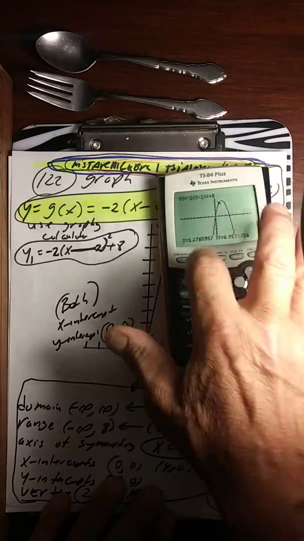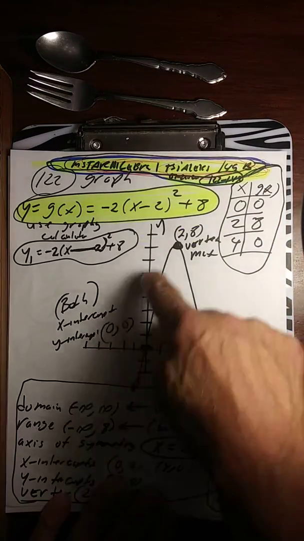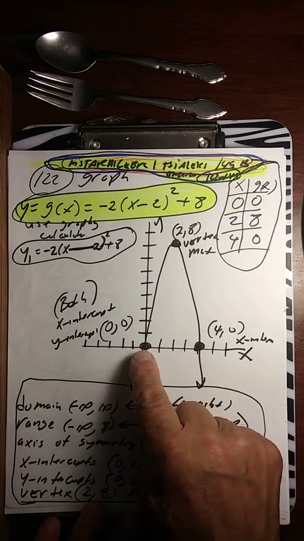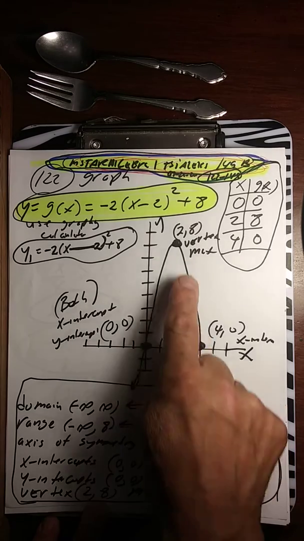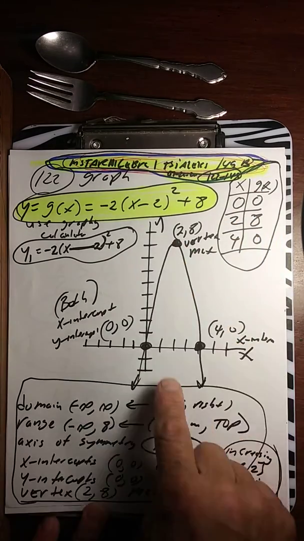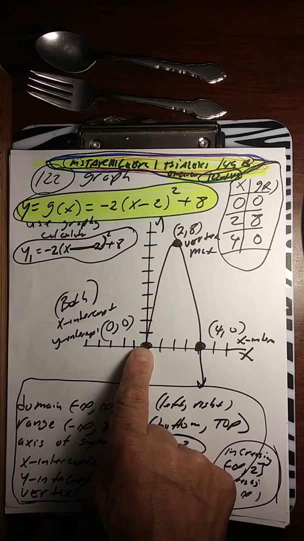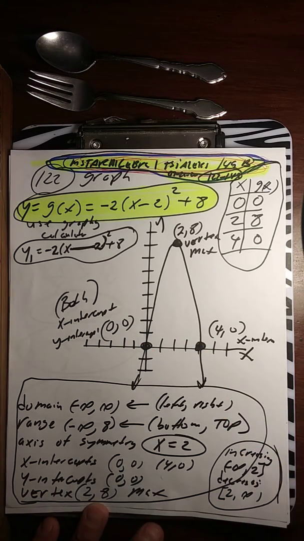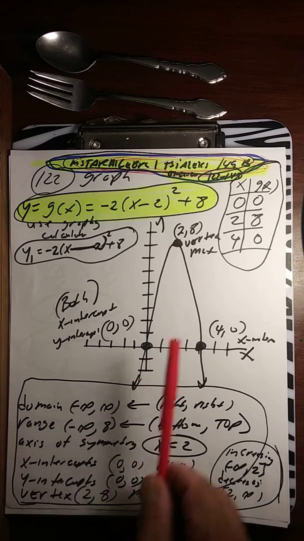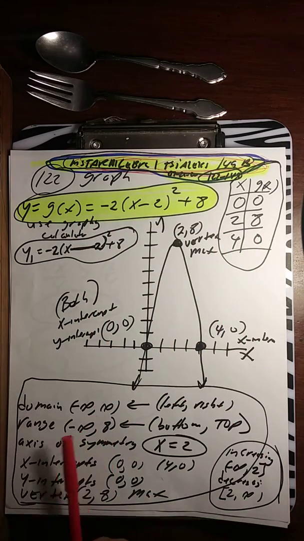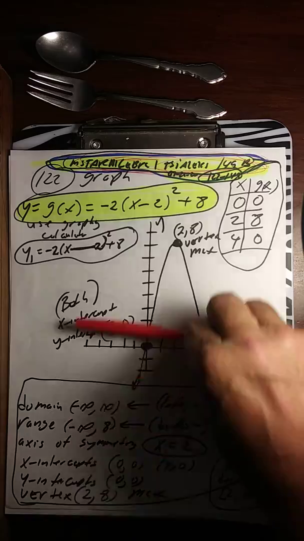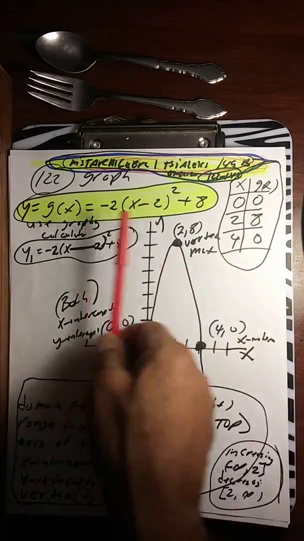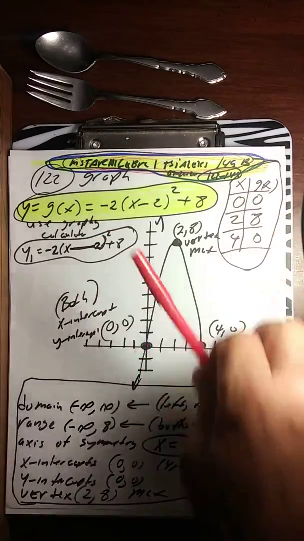Anyway, so now here's a graph. (0, 0), (4, 0), (2, 8). Those are points on the graph. This is the vertex. This is an x-intercept. This is the y-intercept. Another x-intercept. Also, domain is -infinity to infinity. Range is from -infinity to 8. So the range starts right there.